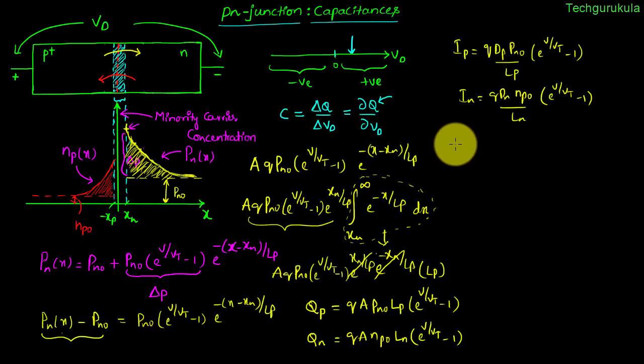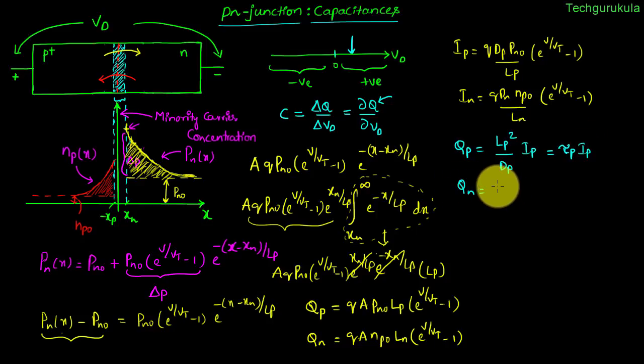We can write Qp in terms of Ip as Lp square over Dp times Ip, and we know Lp is square root of Dp tau p. So Lp square would be Dp times tau p. Dp cancels, and we will have tau p times Ip. And similarly, we can write Qn as Ln square over Dn times In, which is equal to tau n times In.